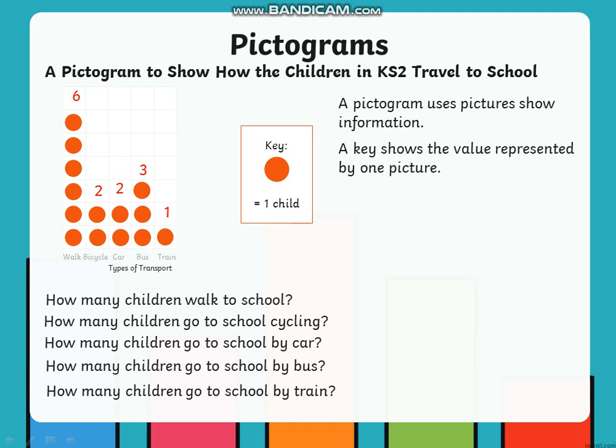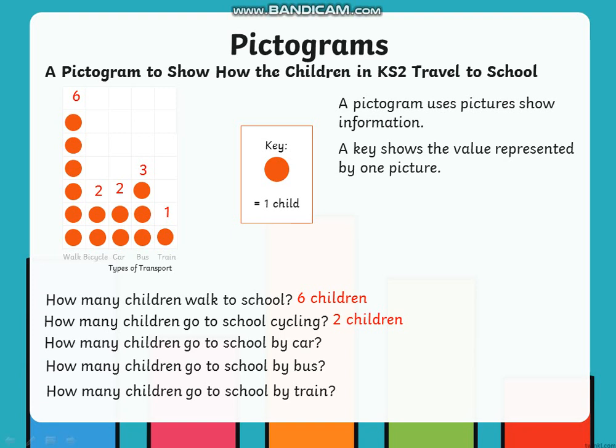First question says, how many children walk to school? It's very easy, I think. We already counted them and decided that 6 children go to school walking. So the answer is going to be 6 children. How many children go to school by bicycle, cycling? We need to count them and it's in front of us. It's 1, 2 circles, which means 2 children.